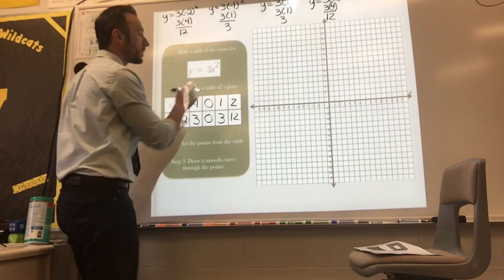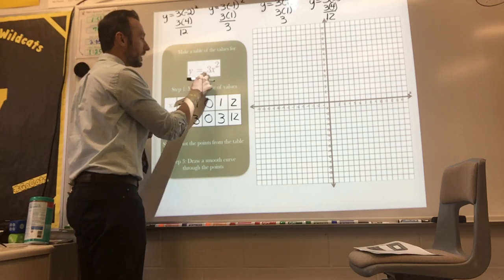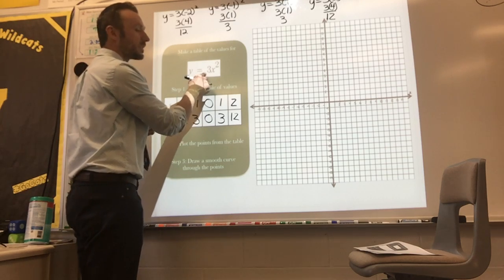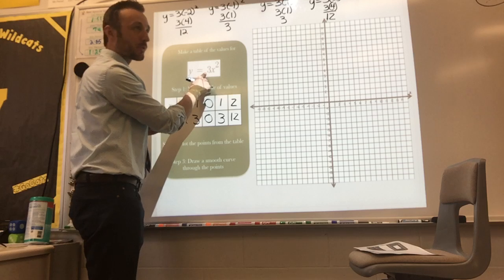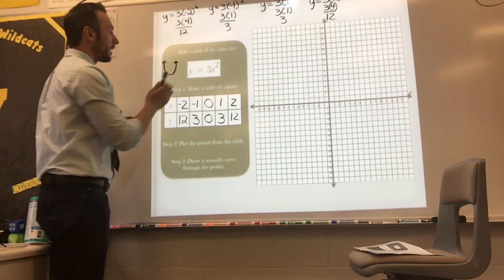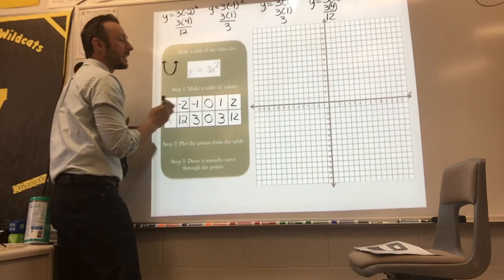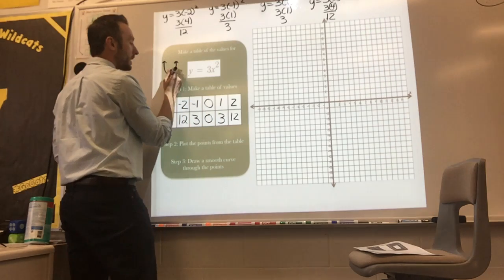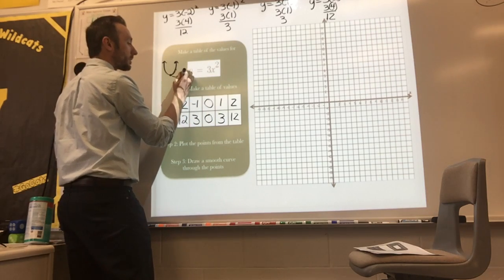Before I graph, if you notice, there's no negative sign here. None at all. That tells us this is going to be a positive quadratic or a positive parabola, which means we'll have our U shape. And if we talk about what type of vertex it has, it would have a minimum vertex because it has a minimum point.